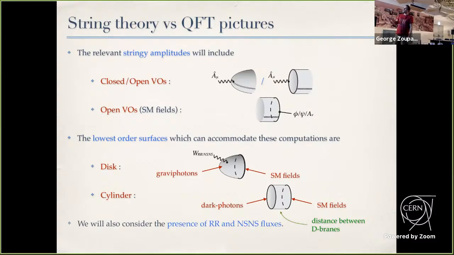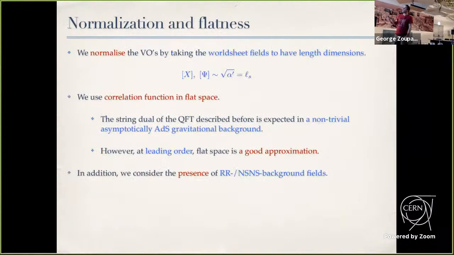Sometimes we will also assume the presence of Ramond and Neveu-Schwarz fluxes. The reason is, first of all, some technical part: we will normalize the vertex operators by assuming that all worldsheet fields have length dimension. That's because we want the dX to be the same order as k, psi, psi in the vertex operators.